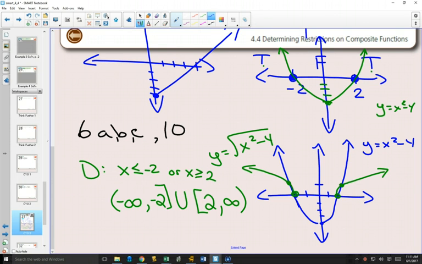So try 6, A, B, and C, and try number 10 now.